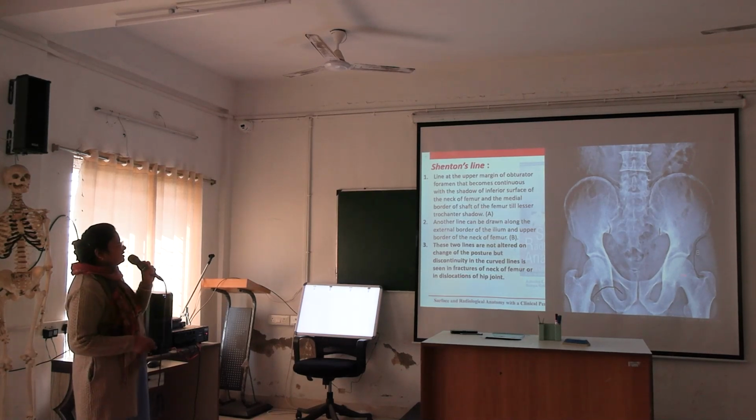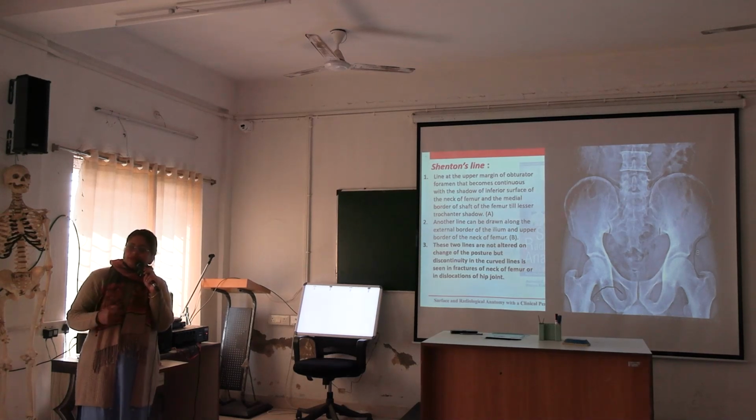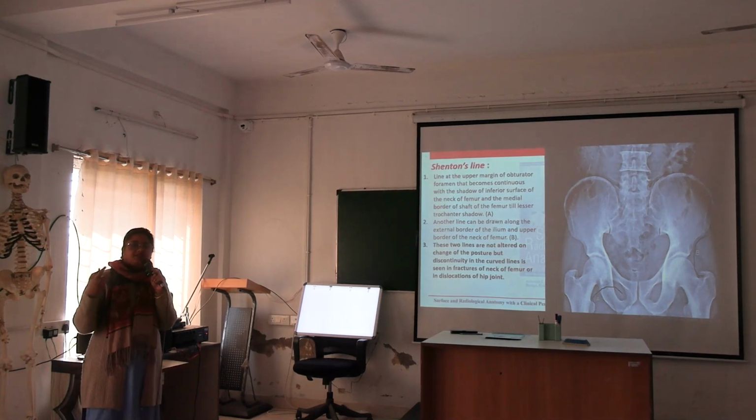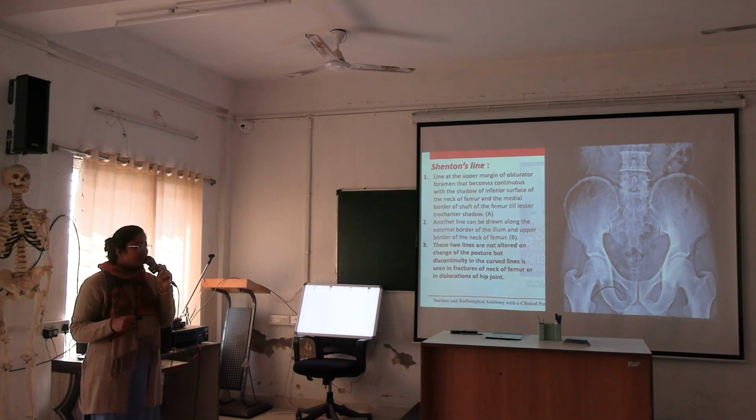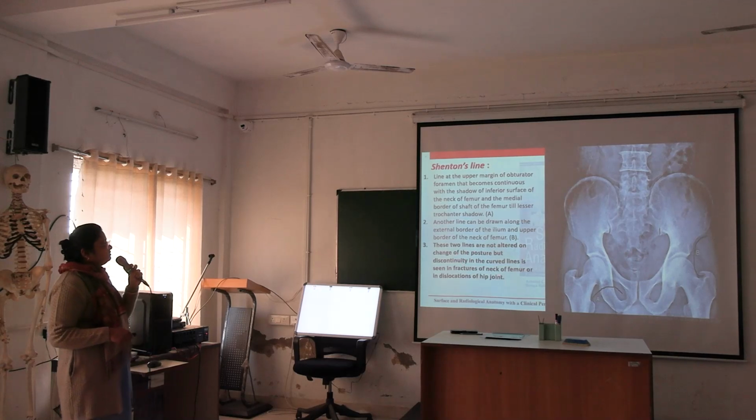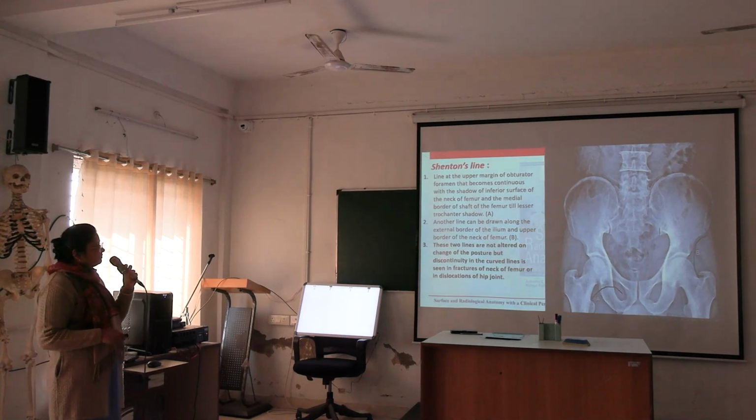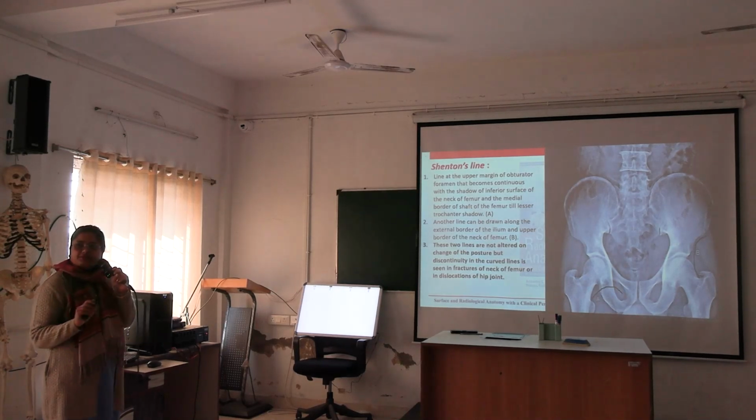Okay. In case of fractured neck of femur, this line will not be continuous. We will see a fractured neck of femur X-ray. So these two lines are not altered on change of posture, but discontinuity in the curved lines is seen in fracture of neck of femur or in dislocations of the hip joint. Okay, this is asked in your OSPE question.